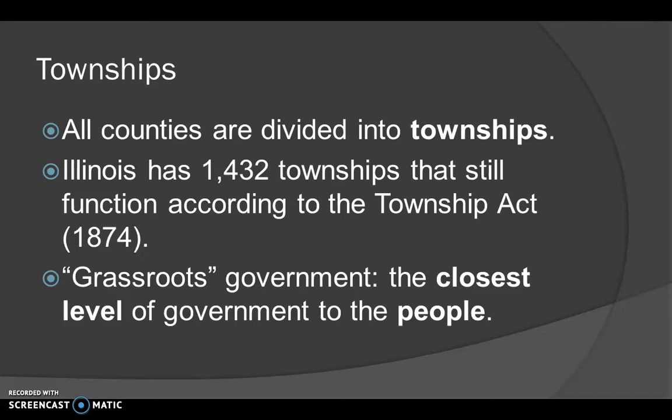All counties are divided into townships. Illinois has 1,432 townships that still function according to the Township Act of 1874. This is called grassroots government. It's the closest level of government to the people. So you have DeKalb County, and then from DeKalb County, they break it down into different townships.